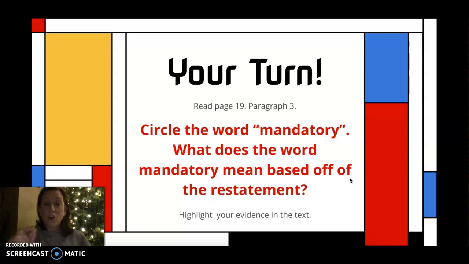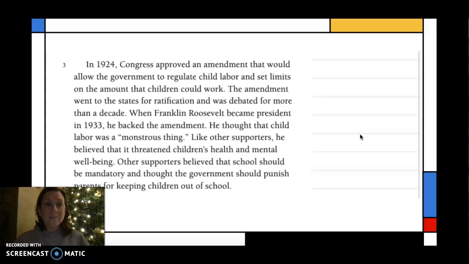Okay, you're circling the word mandatory right here. And then you're going to look around and see if you see any of those context clues. Highlight your evidence. Pause now and do that. Welcome back. All right, here we go.